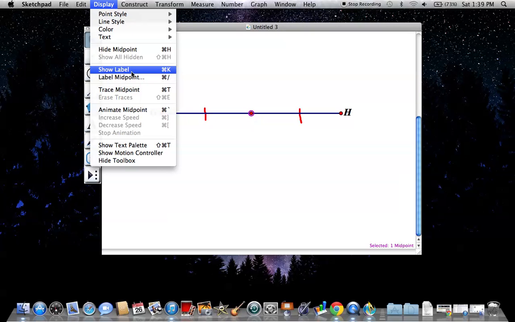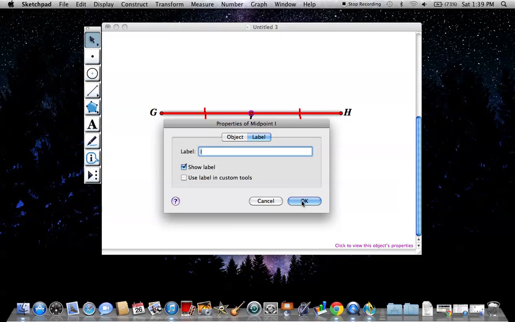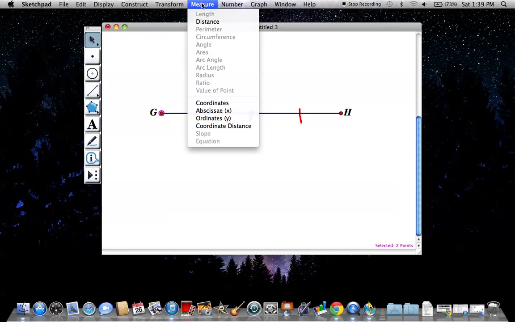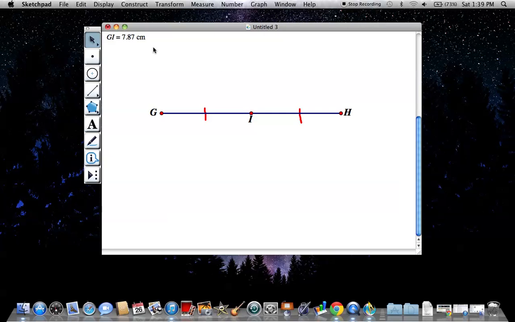Display label midpoint. Alright, it's midpoint I. So if I want to prove it, I measure the distance from G to I, 7.87, then measure the distance between I and H. There you go. And if you notice up here, for G and I and H and I, there's no line above it.